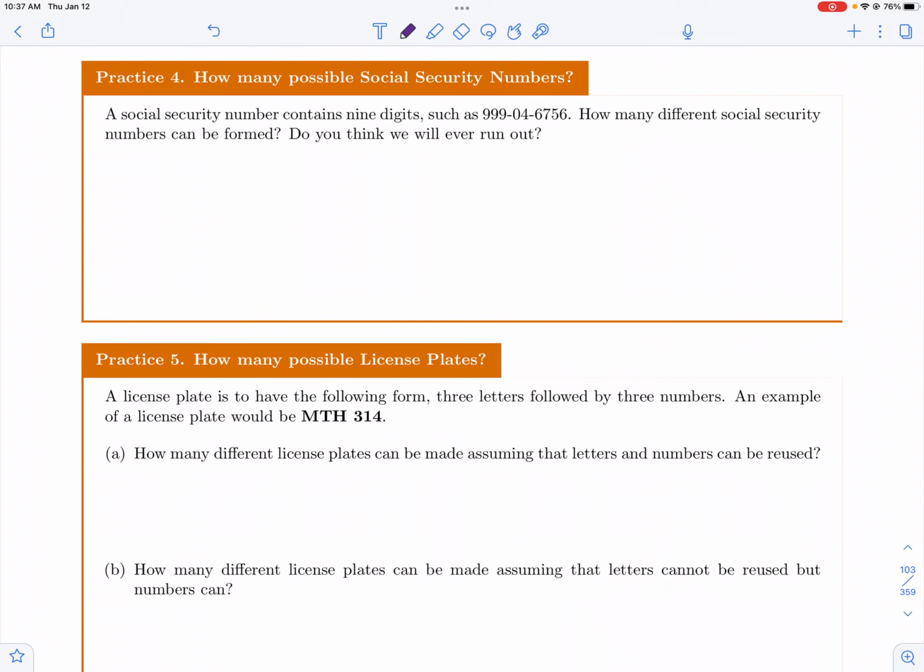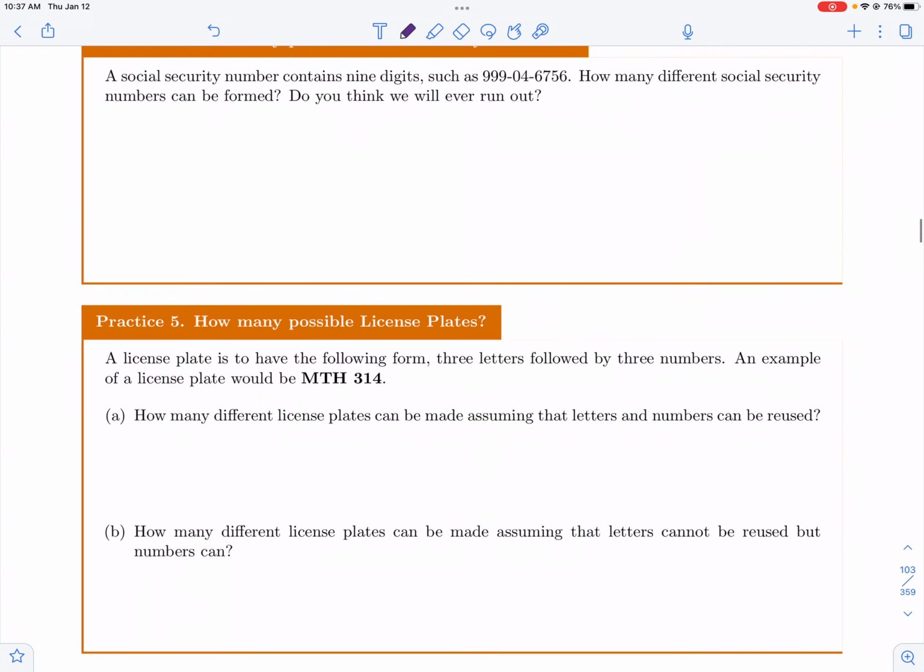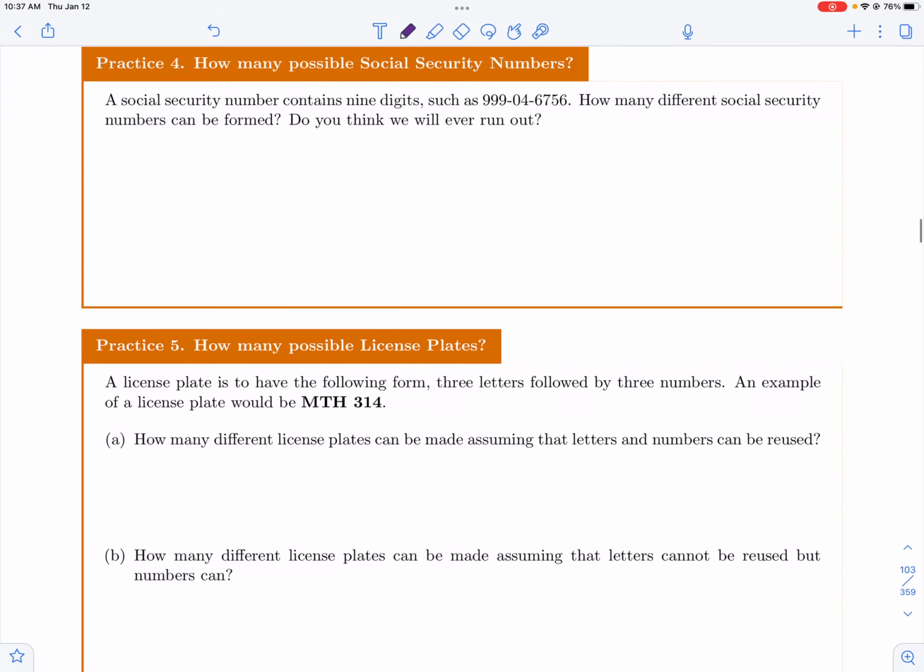Well, hopefully everybody did a good job with practice 1, 2, and 3. So practice 4 and practice 5, when you first look at them, they may not look like there's actual categories, which is what makes these look a little bit tricky.